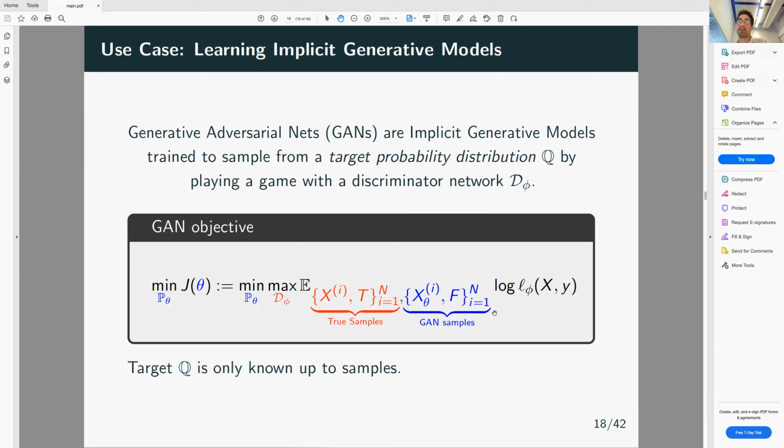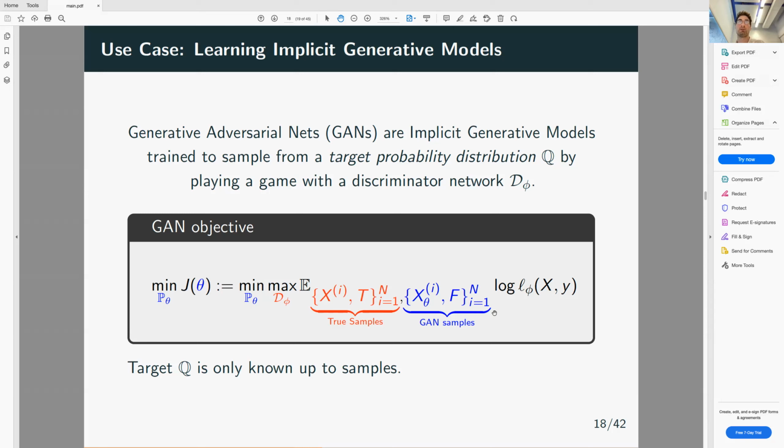The biggest challenge of GANs actually arises from this. It means that you can't train GANs using maximum likelihood. It's not possible anymore. Instead, implicit generative models are trained by essentially playing a game between a generator network and a discriminator network. The discriminator network tries to distinguish between true samples, on which you're trying to fit the generative model, and GAN samples, the samples that are generated from your GAN.